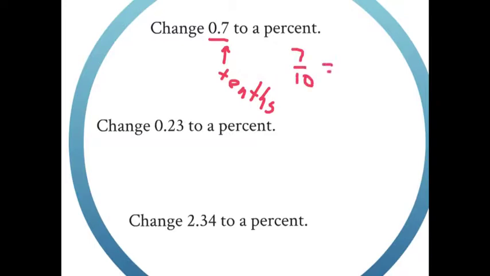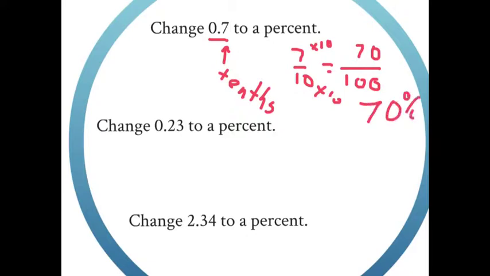And we want to make it a percent, so we make it out of 100. And 10 times 10 is 100. 7 times 10 is 70. So we have 70 out of 100, meaning we have 70%. 7/10ths is the same as 70%.